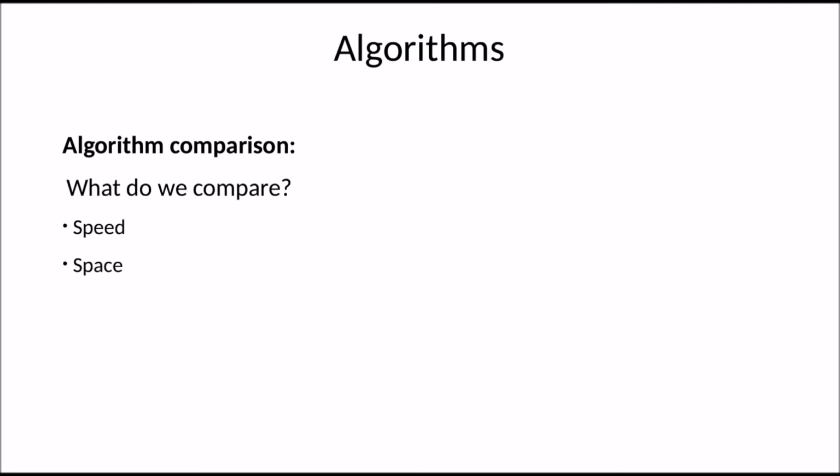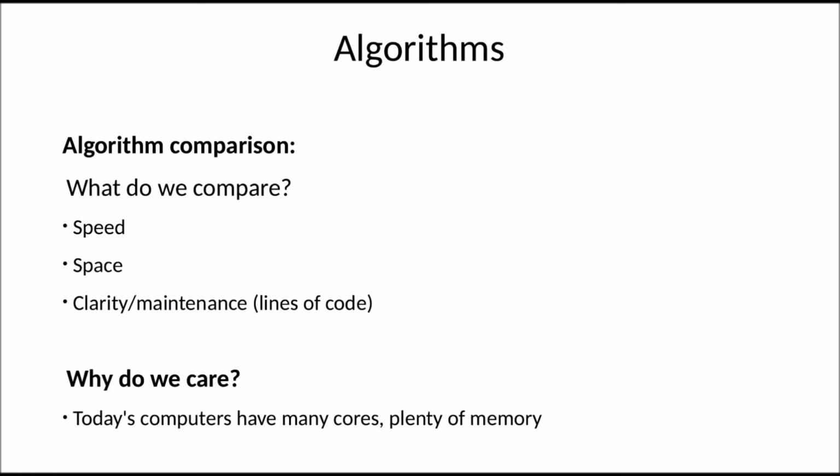Speed is the runtime. How long does it take for an algorithm to produce results? And the space is the memory requirements. How much memory does an algorithm need to produce results? Sometimes we also focus on clarity to see how maintainable an algorithm is to adapt to future changes.